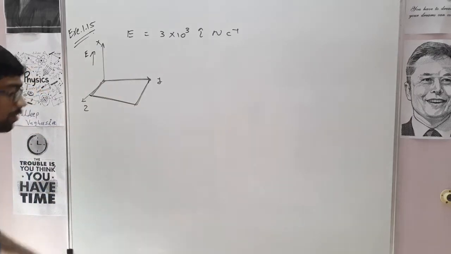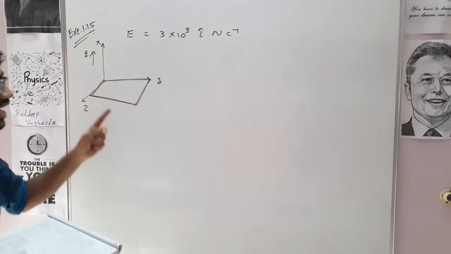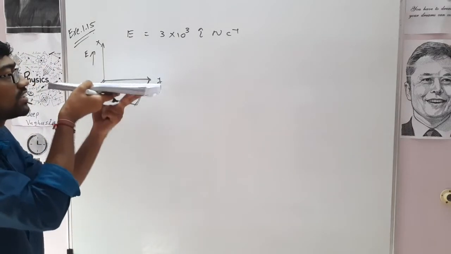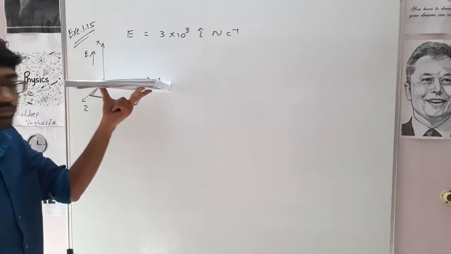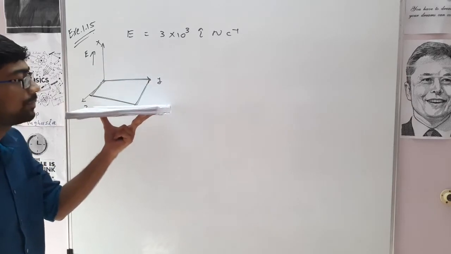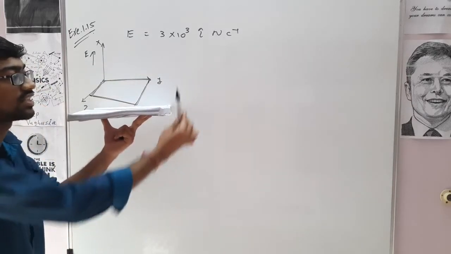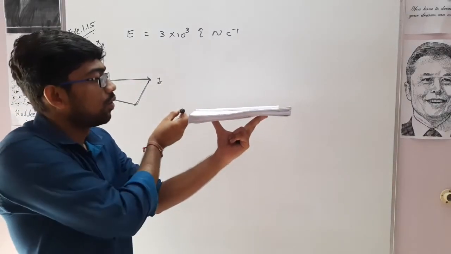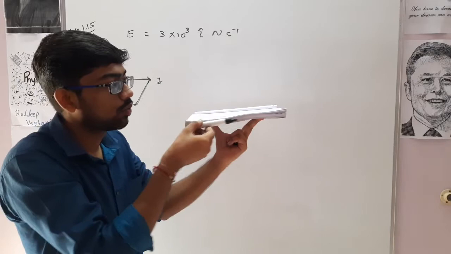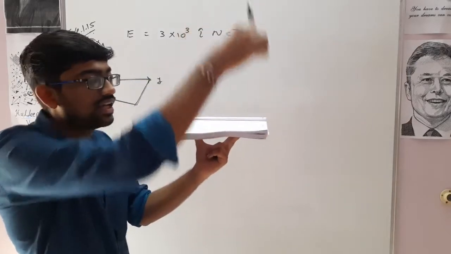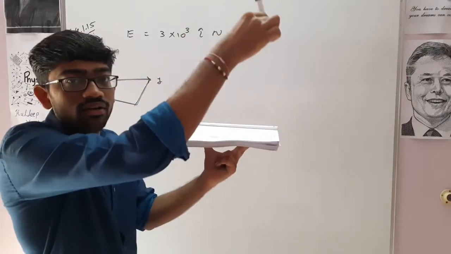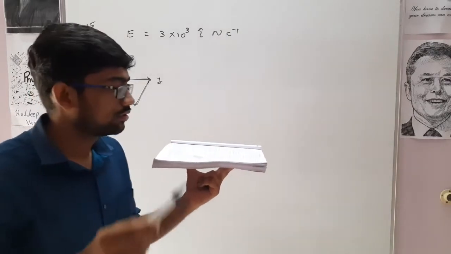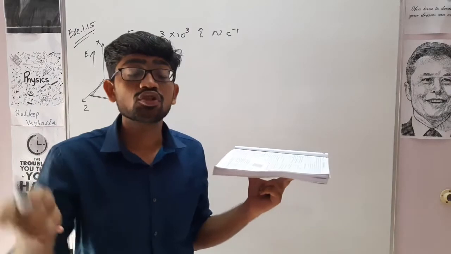Now see, the plane is here, suppose the x axis, the y axis, and the z axis is like this. So the plane is like this. This is the plane. Okay, the plane is in this direction, and the electric field is in this direction, the x axis. This is the y axis, here is the z axis. So what is in the x axis? Electric field.